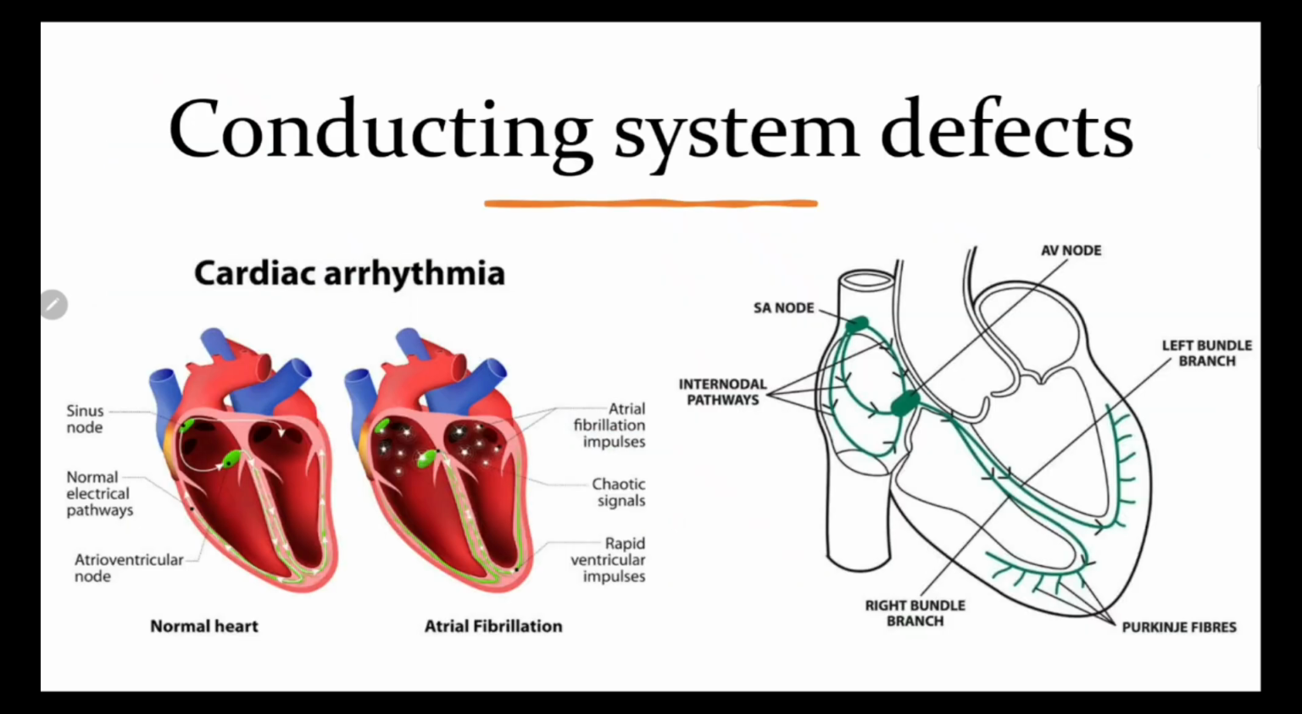Next is the conducting system defects. The defect or damage of the conducting system causes cardiac arrhythmias. The SA node is the spontaneous source of generation of cardiac impulses. The AV node picks up these impulses from atria and sends them to the ventricles through the AV bundle, the only means through which impulses can spread from atria to ventricles.